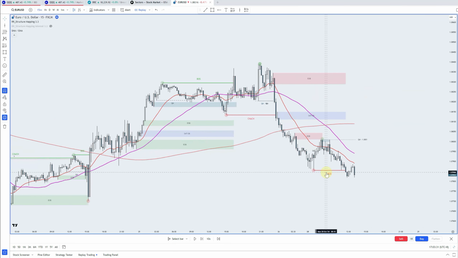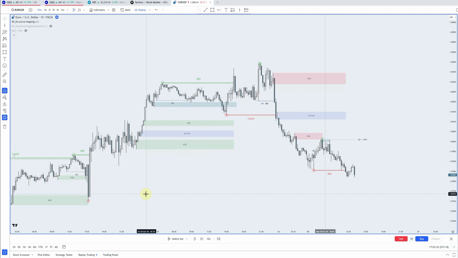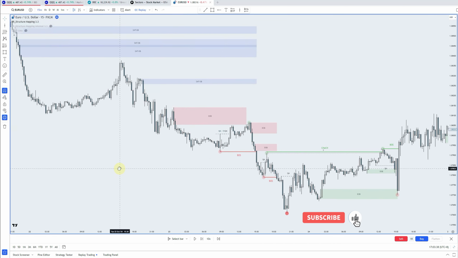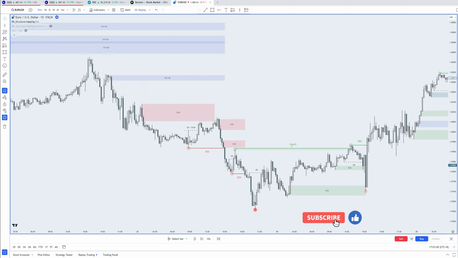and then you will understand how this price action works exactly. Okay, thank you.